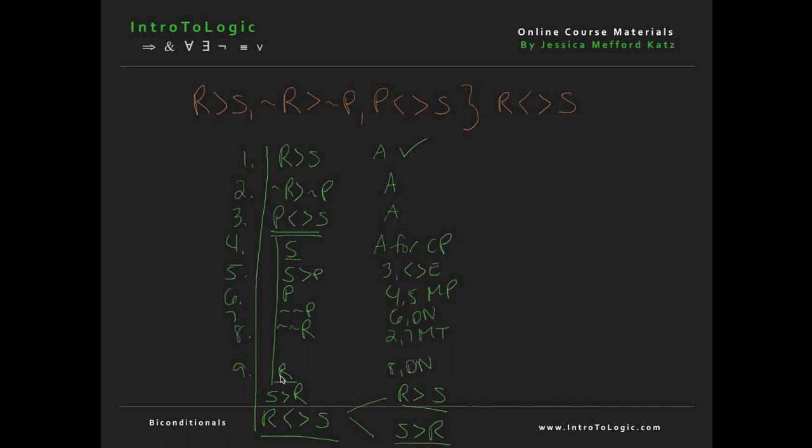And once we've derived R, and that's the consequent of the conditional we're trying to prove, we can close out our conditional proof. So we'd write lines 4 through 9, CP. And then, of course, you do one more step. Now that we have the two conditionals that we need, one being on line 10 and one being on line 1, we can just write 1, 10, biconditional introduction. And, of course, you wouldn't have all this writing in the way, but we can just overlook that.